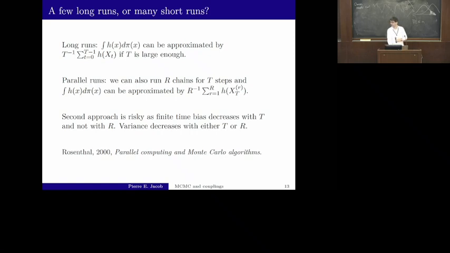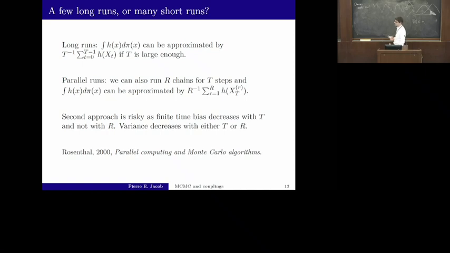Pierre, just another clarification question. If we are able to start sampling from pi at the get-go, then, if I'm understanding correctly, we don't have to worry about this finite-time bias?